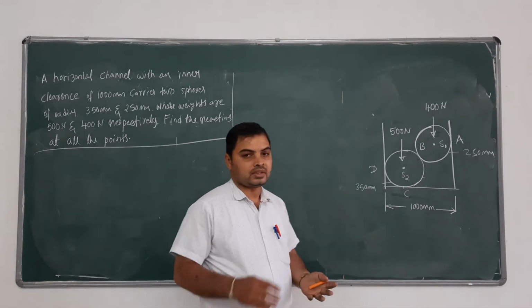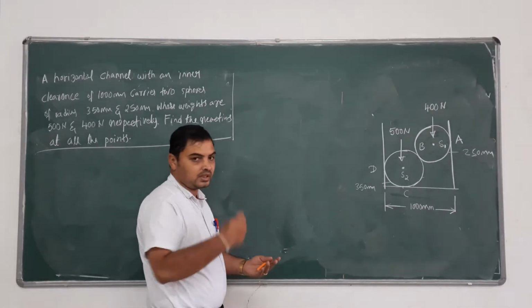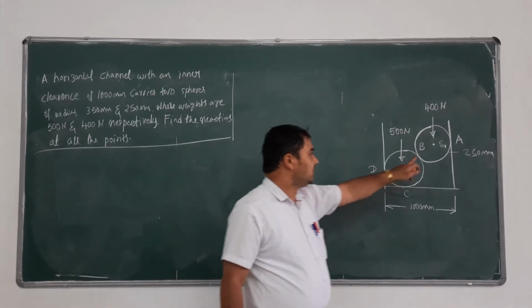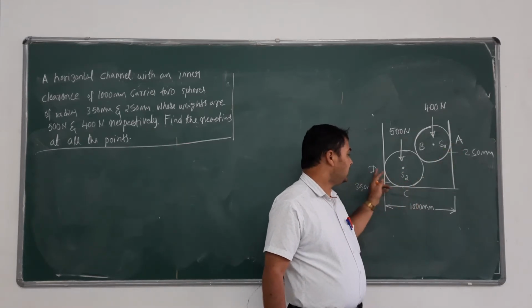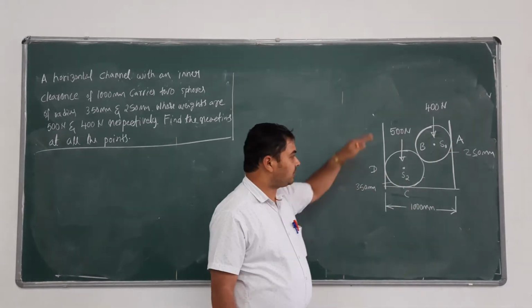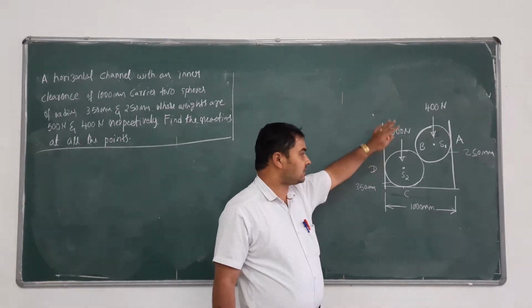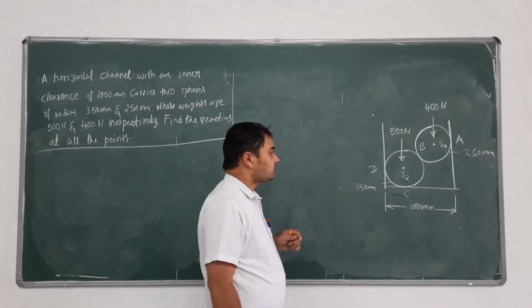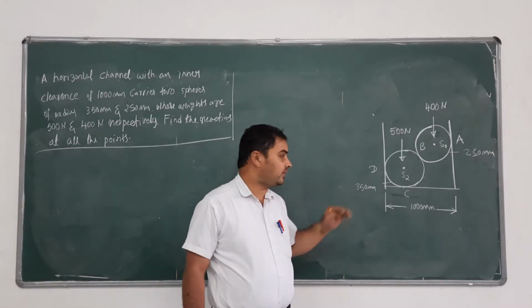So we know whenever there is an applied force, there should be a reactive force. That means these spheres have contact points at points A, B, C and D. So for the applied forces there should be reactive forces, and we have to calculate these reactions. To calculate the reactions, we have to write down the free body diagrams.